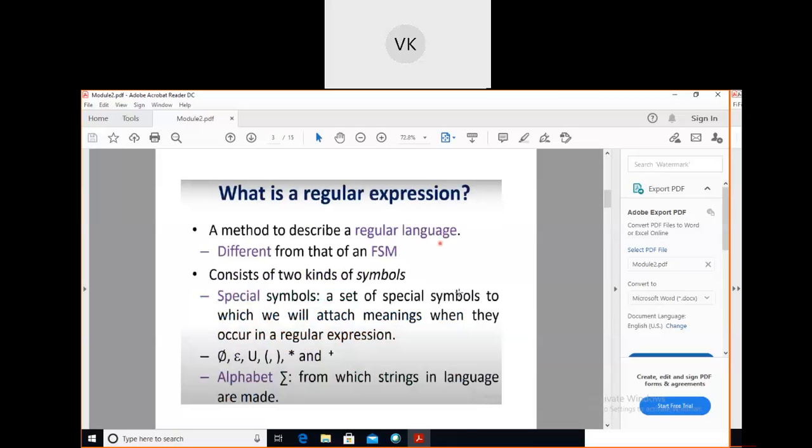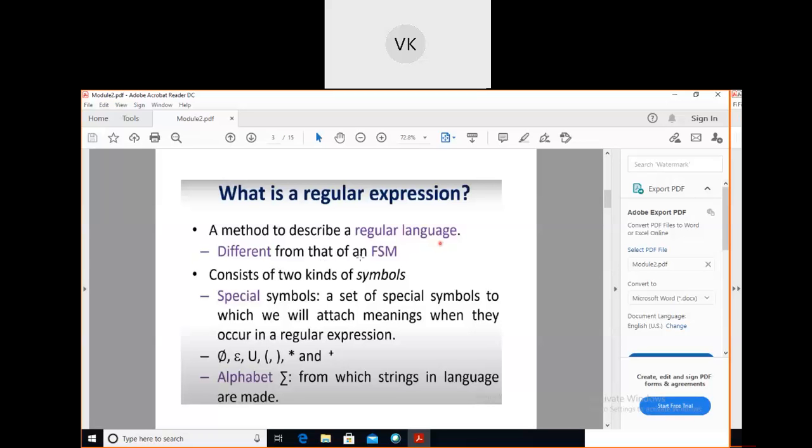Some more basic information. What is a regular expression? A method to describe a regular language. You can represent a finite state automaton by using a regular language or a regular expression. You can construct the FSM by using the regular language or the regular expression; both are the same. So a regular expression is a method to describe a regular language.